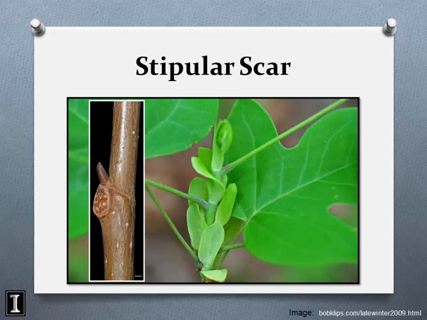One more thing, some trees have what we call stipules. Stipules are small leaf-like appendages at the base of petioles, or the base of a leaf stalk. Some species have them, most don't. This is yellow poplar or tulip poplar. At the base of that petiole are these stipules, and there's evidence of them when that leaf falls. Right here is a stipular scar. By seeing that, you can identify that species. So we have a leaf scar, lateral bud, stipular scar. All very helpful tools, okay?